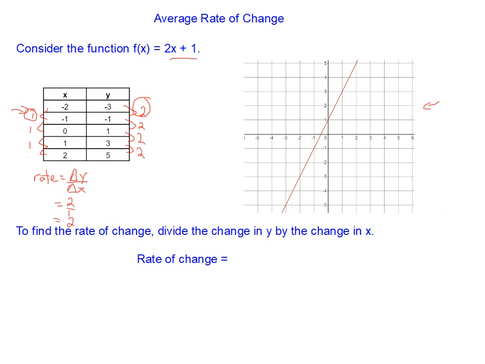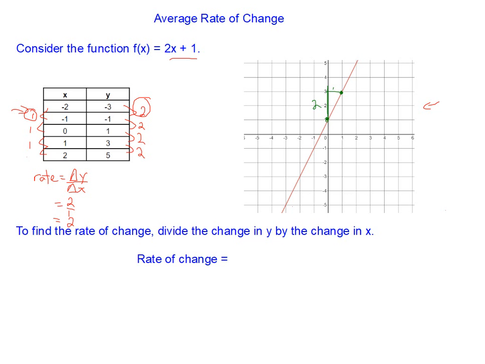We can do the same thing on the graph over here. Choose any 2 points on that graph and find the change in y. I'll use these 2 points here because they're easy to see. And we can see here that the change in y goes from 1 to 3, so that's a change of 2. And then the change in x would be 1.